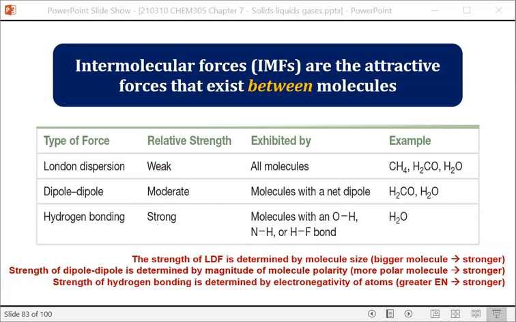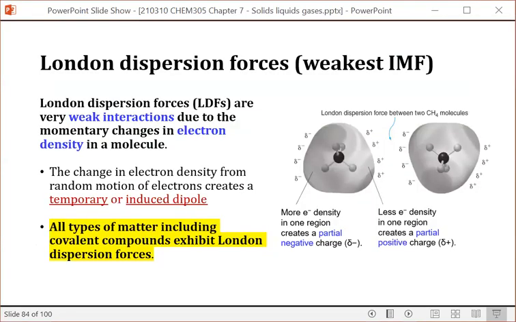Okay, so let's go through these in a little bit more detail one by one. Start out with London dispersion forces. These are our weakest type of intermolecular force. London dispersion forces are due to just a momentary, temporary change in electron density around a molecule. So what can happen is that even with a nonpolar molecule like CH4, shown here, CH4 has all nonpolar bonds. It's a tetrahedral shape. It's completely symmetrical. So it's a nonpolar molecule.